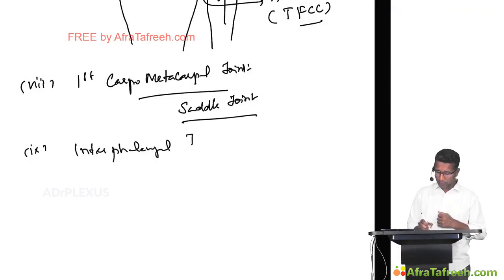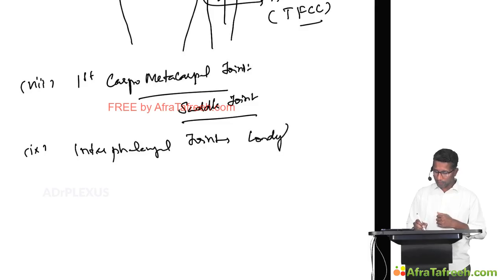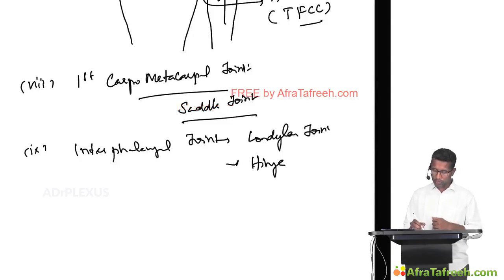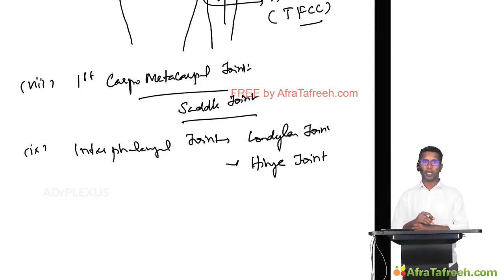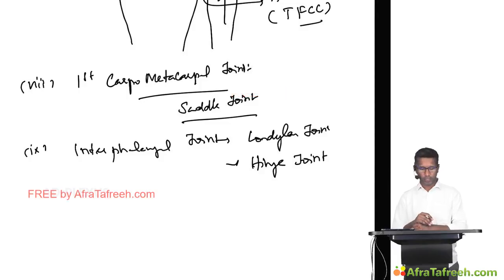Okay, and these interphalangeal joints are examples of condylar joints. They are also examples of hinge joints. Okay, they are strict uniaxial joints. They are examples of hinge joints. So these are all the main joints in the upper limbs.